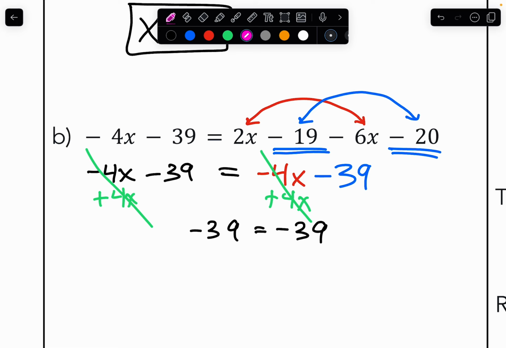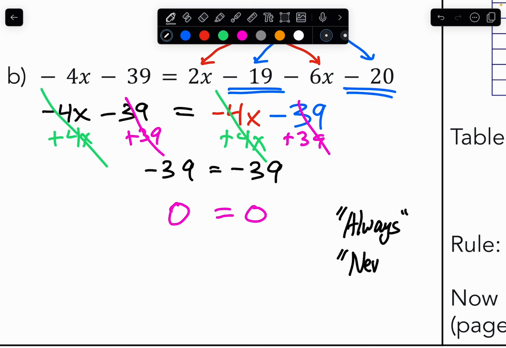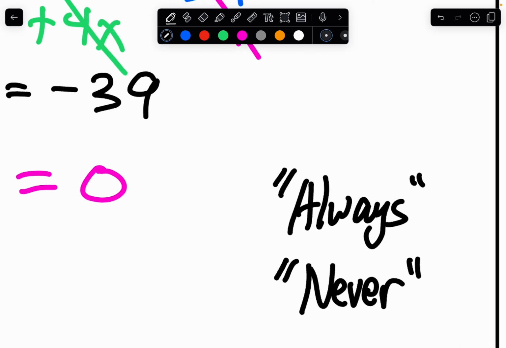I notice some people also cross these off. Since they're balanced on the left side and the right side of the equation, if you added 39 and added 39, you would alternatively get 0 equals 0. Well, here's the thing. Does 0 always equal 0? Or does 0 never equal 0?